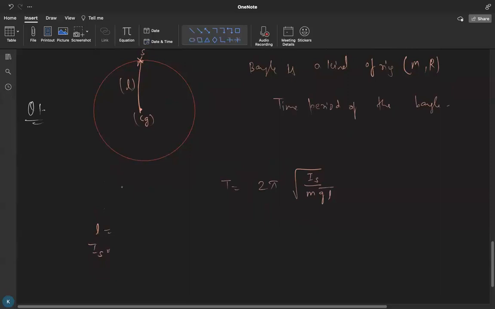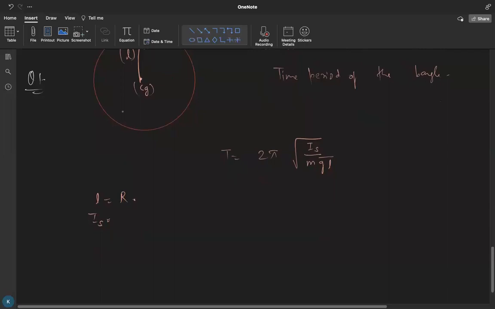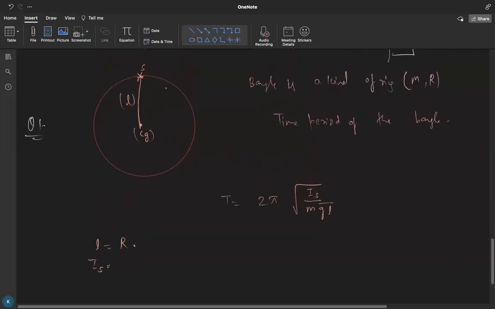And the distance is actually nothing but our radius r, right? Because our center of gravity for the bangle is at the center of the bangle. So the distance between the suspension point and the center of the bangle is actually the radius of the bangle. Now we have to calculate the moment of inertia about the suspension point.